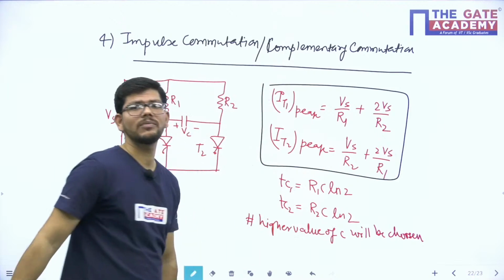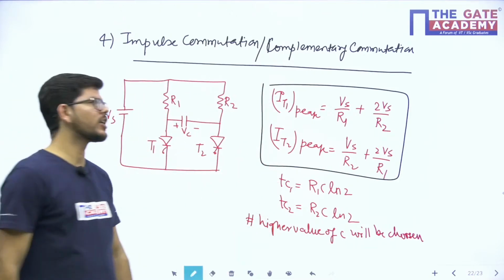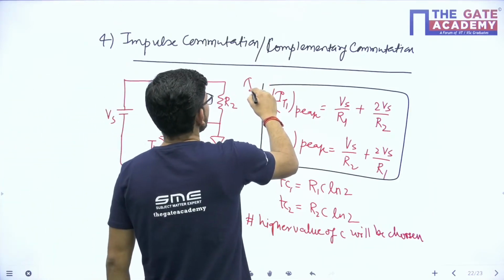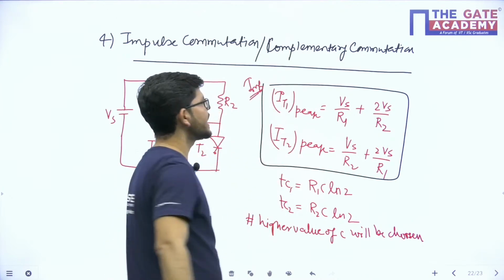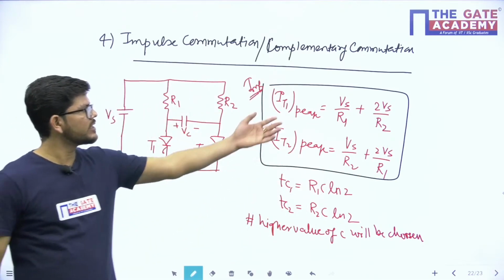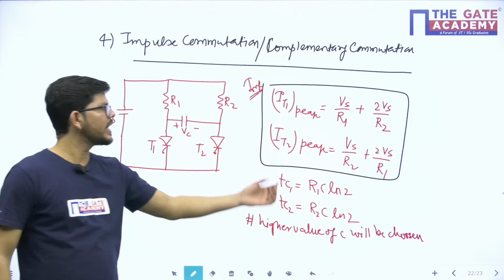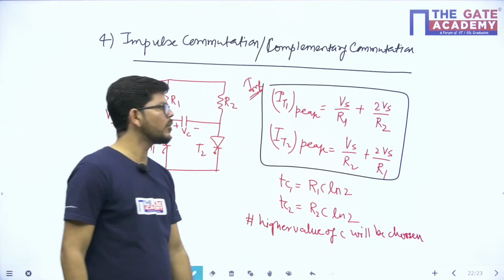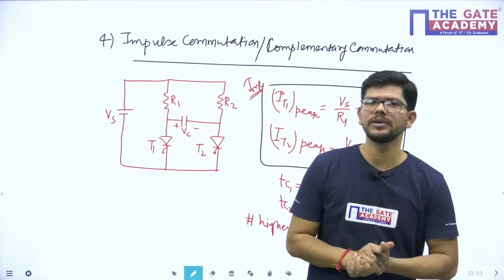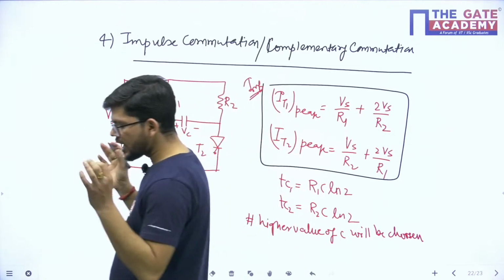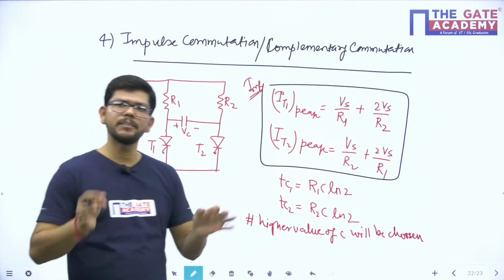Okay, so these are the formulas related to complementary commutation. These are very, very important. IT1 peak you will calculate by Vs upon R1 plus 2 Vs upon R2. IT2 peak you will calculate by Vs upon R2 plus 2 Vs upon R1. Okay, so this is all about commutation circuits and chapter number 1.